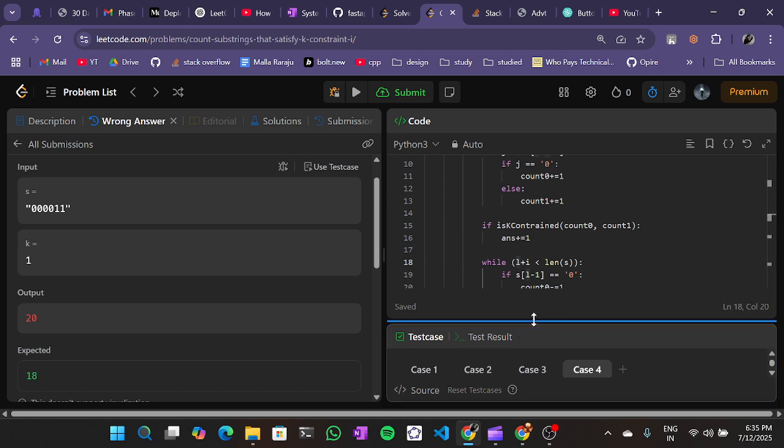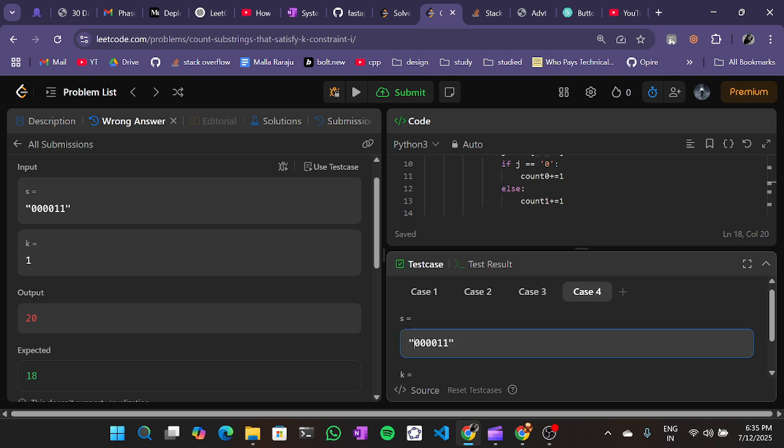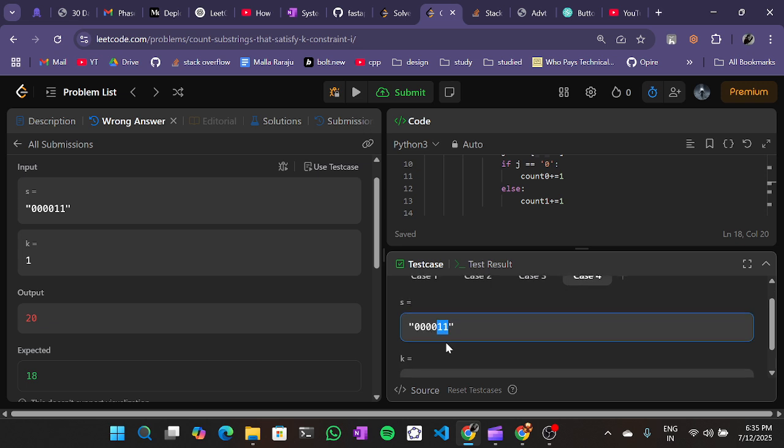So this, let's try running this. 1 2 3 4 5 6. So 6 will be considered already, and k is 1. So we can consider this, this, this, and this too, I guess, because there are no zeros here.